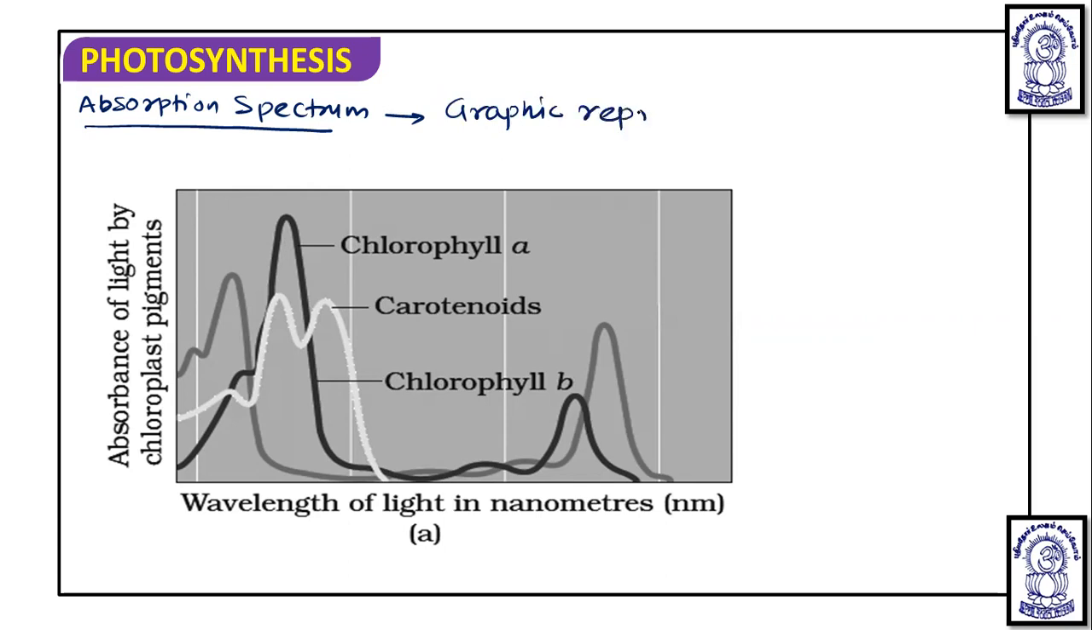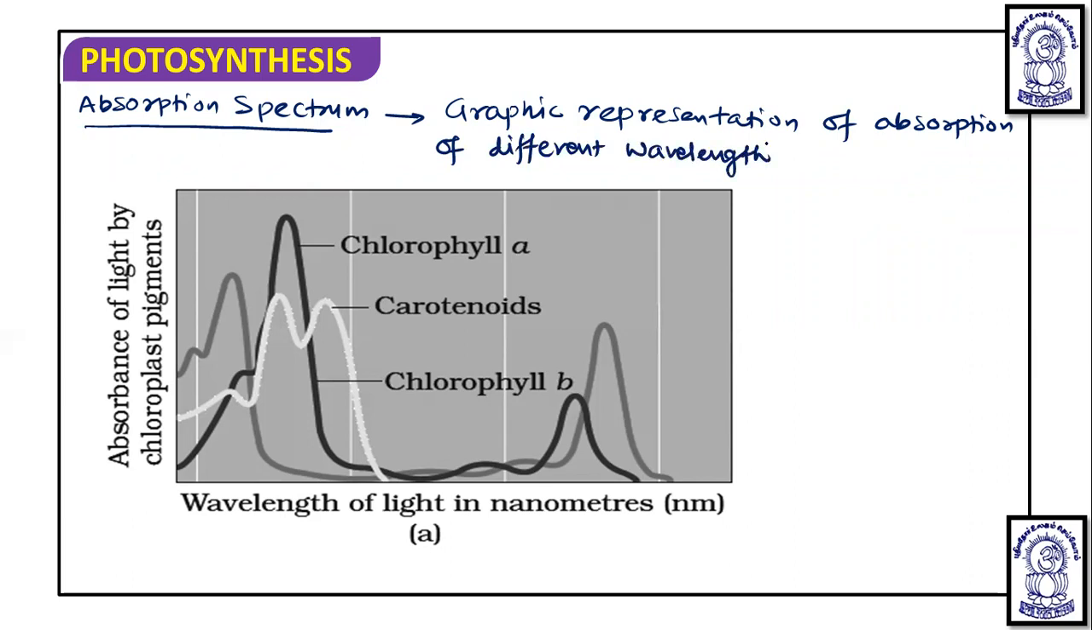It is a graphic representation of absorption of different wavelengths of light by various pigment molecules, that is chlorophyll A, chlorophyll B, and carotenoids.